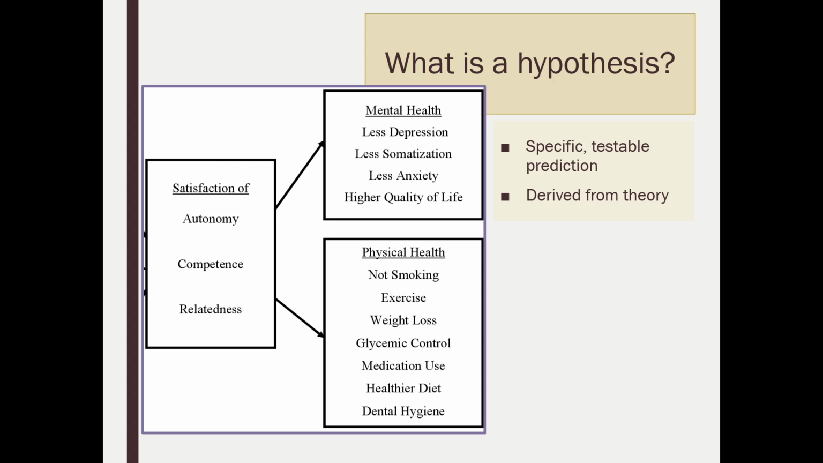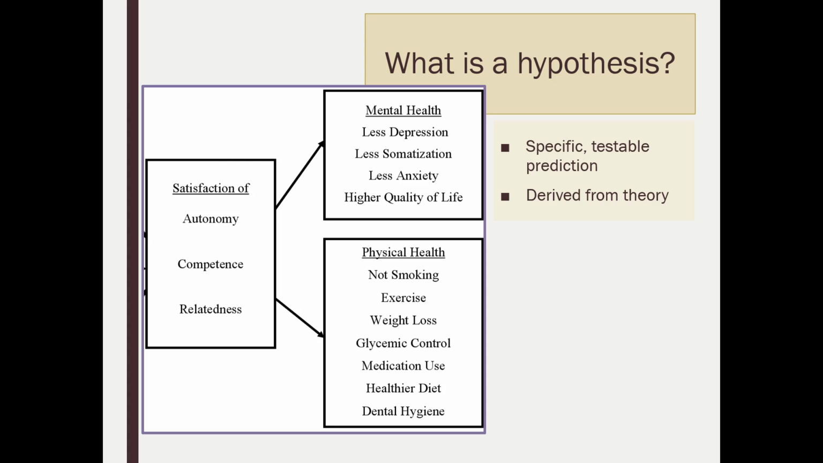So let's apply that to self-determination theory. Now I've zoomed in a little bit on a bigger model that some researchers provided, but basically what they were suggesting in this hypothesis that they used for their study was that the satisfaction of the self-determination needs, autonomy, competence, and relatedness, that having those things satisfied would be associated with better mental health, and they listed some examples of what they're talking about, and better physical health. They listed some examples of what they were talking about. So they make this prediction, this testable prediction.